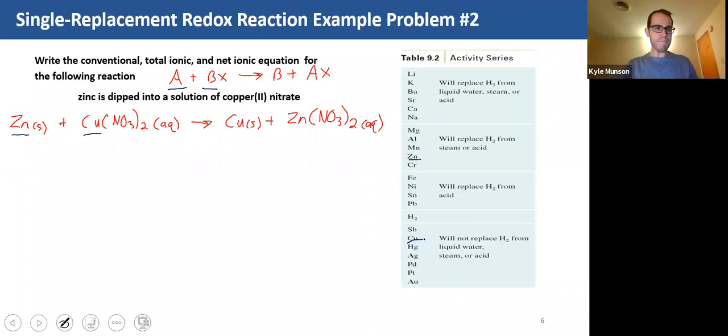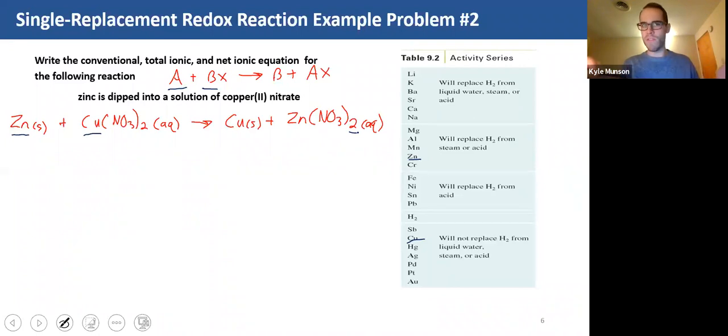And zinc, as we'll see in a second, has a 2+ charge. That's why I kept that 2 there. If zinc had another charge, I would have to balance the compound's charges and then balance the equation.